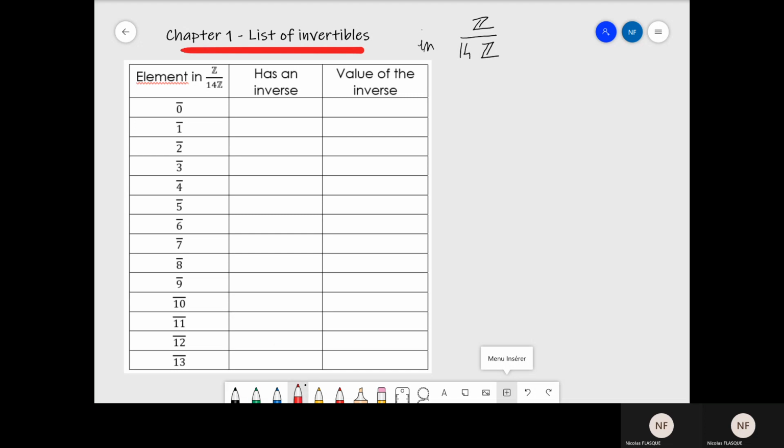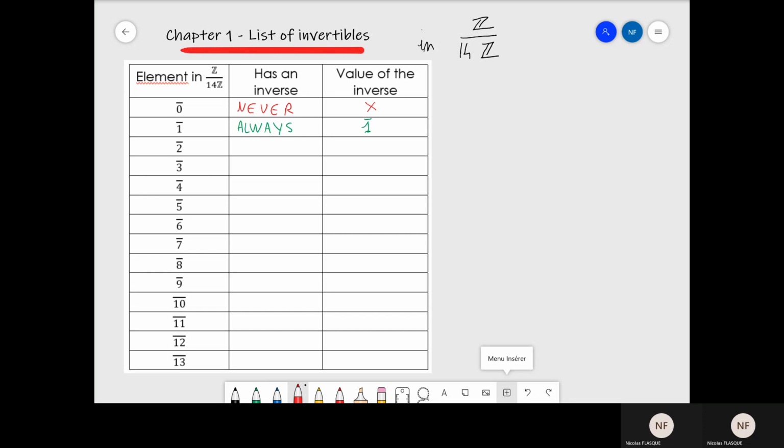So 0 bar never has an inverse. It only concerns elements which are different from the null element. Now 1 bar, and this is true for any value of n, 1 bar is always its own inverse because 1 bar times 1 bar is equal to 1 bar, whatever the value of n.